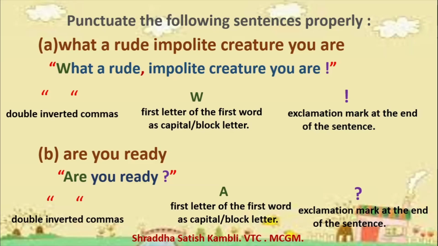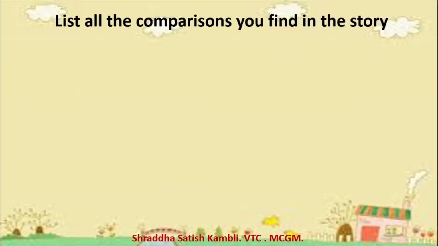Alright, so this was the line about are you ready. So we have added double inverted commas, we have added a question mark, and also we have written A as capital. Let us move on and see one more interesting exercise in this lesson. List all the comparisons you find in the story. When you compare two things, what are we doing? We are trying to check out the qualities of two things.